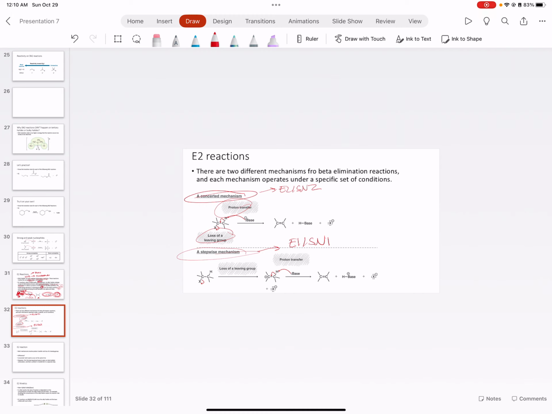So the main difference is that with E2 we have loss of a leaving group and proton transfer, while SN2, if I'm not wrong, is about nucleophilic attack and loss of the leaving group. Which kind of makes sense because SN2 has to do with nucleophiles. We have a nucleophilic attack and that causes a leaving group to leave.